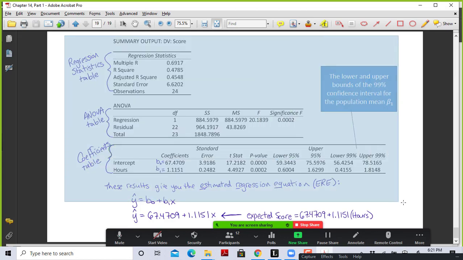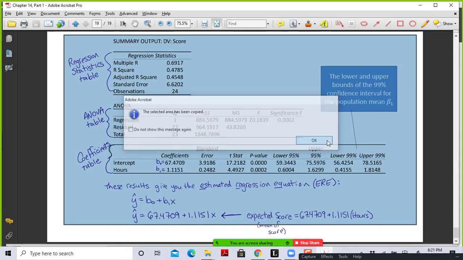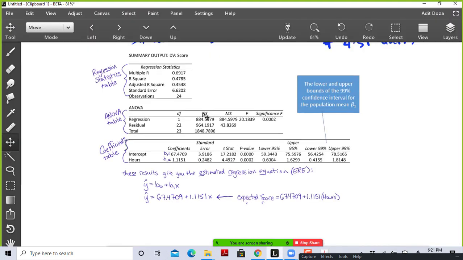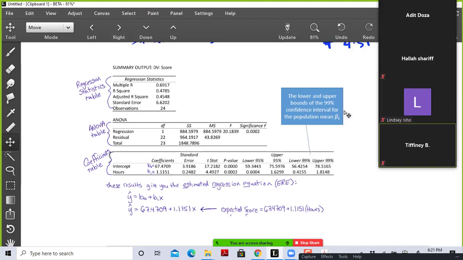Everyone can see my screen, right? Yes. Okay.